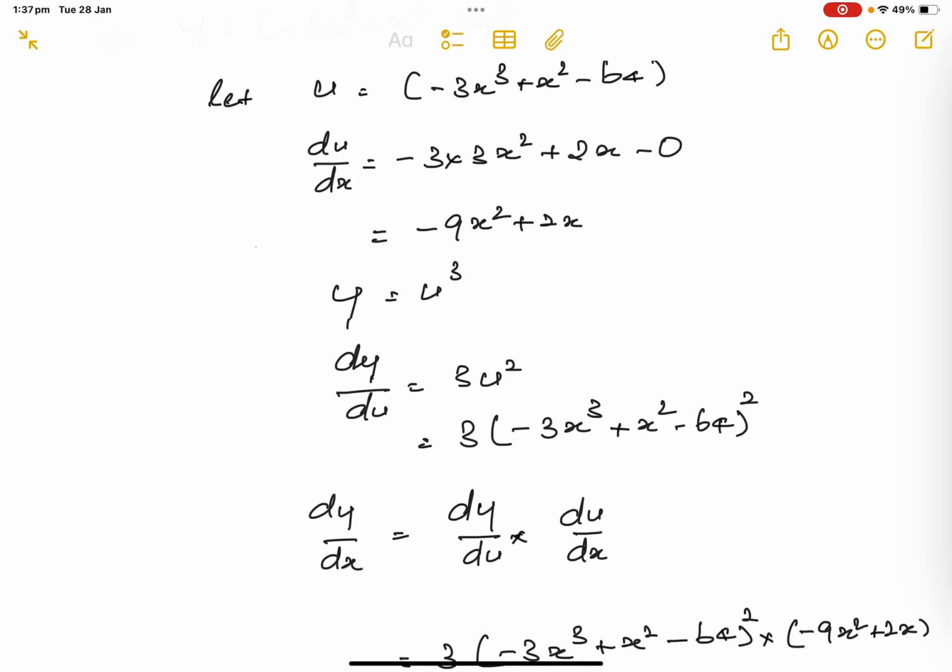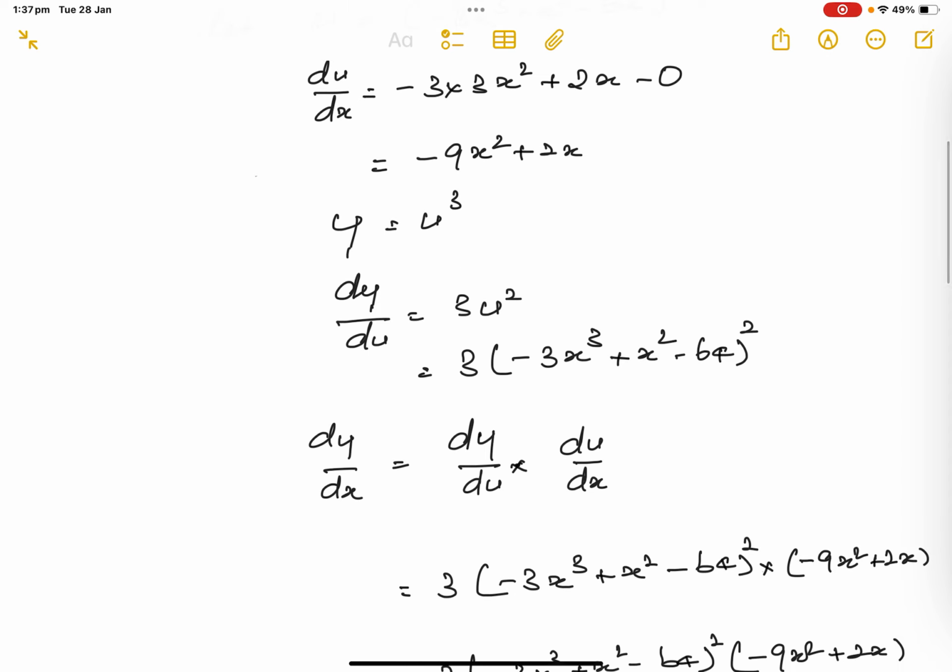And then y equals u cubed, because we took the function in the bracket as u. So y equals u cubed. If that's so, dy over du, the differentiation of y with respect to u, is 3 times u squared, the power reduced by 1. Just to change it back to a function of x, it is 3 times (minus 3x cubed plus x squared minus 64) squared. That is dy over du in terms of x.